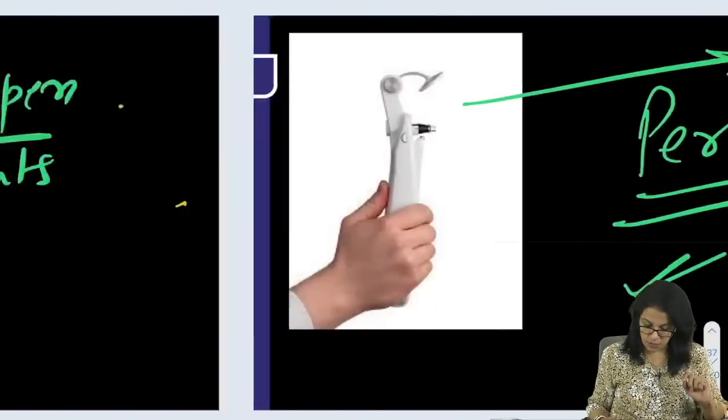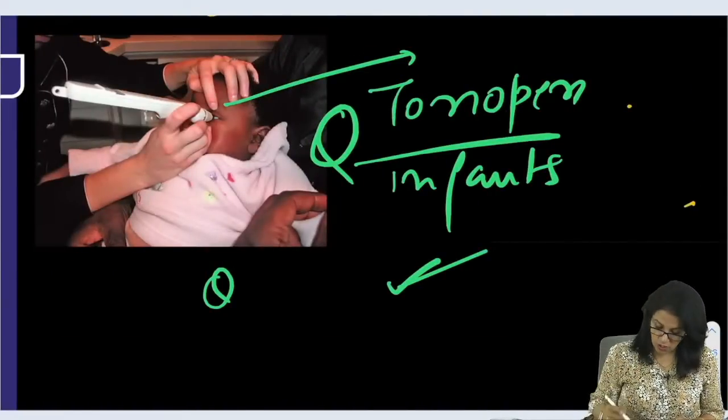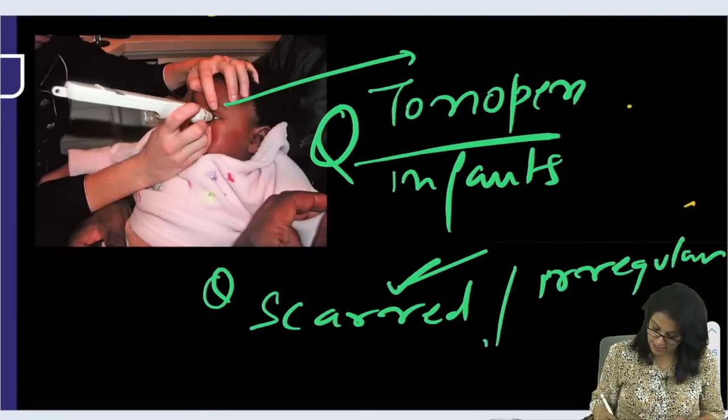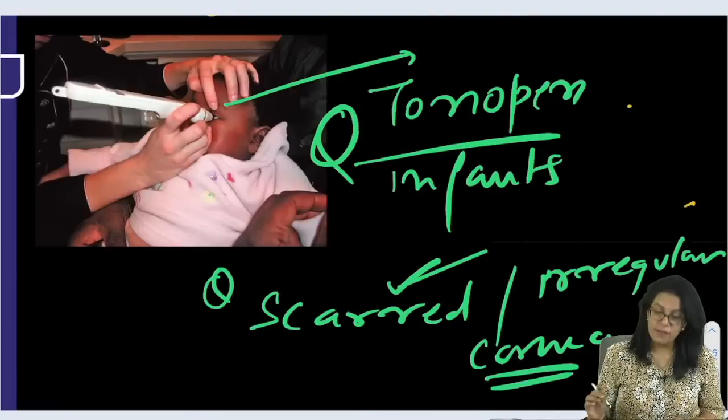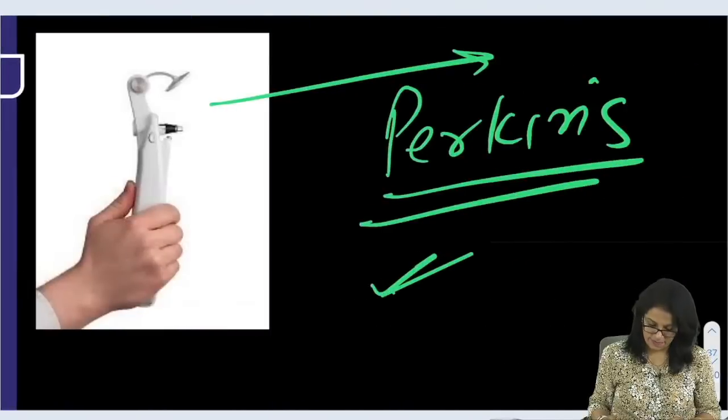Okay, Nitish, if you want me to add one more point, tono pen can also be used for scarred and irregular corneas. Let's not forget that, scarred irregular corneas. This is another point, Nitish. You can keep it in mind for tono pen.